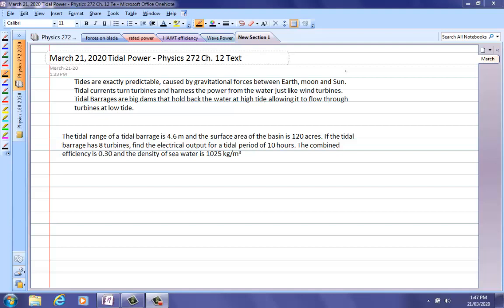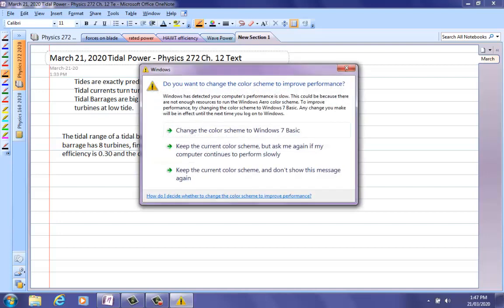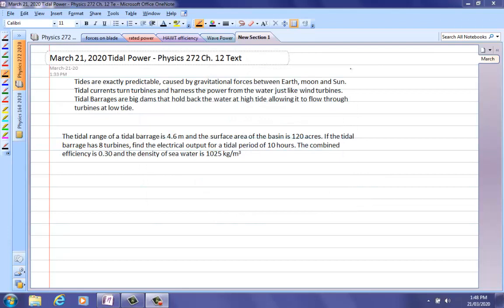But the most common way to do it is with barrages, and what that means is you take a huge dam, basically, and you let the water flow into a basin at high tide, and then you close a huge gate to hold the water back. You let the rest of the tide go down, and then you have a variation in height, and then you've got potential energy there that you can harness from the tide. So it kind of looks like this.